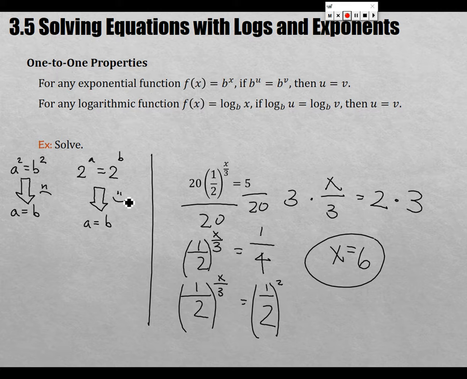One is a random base, any number could be put in for a and b, but it's raised to the same power. The other one is a fixed number that's raised to any power. So any fixed number to any power that equals another fixed number, the same fixed number. All right. Yeah, go ahead. Because in the first one, a can be plus or minus b.